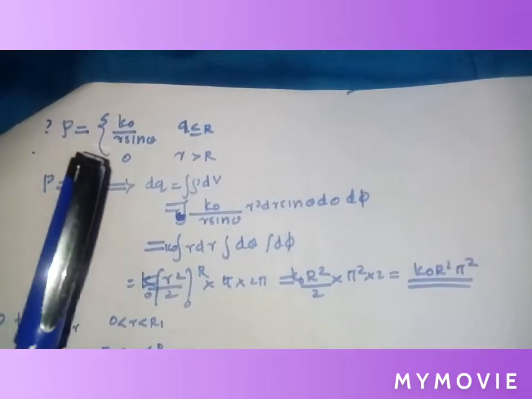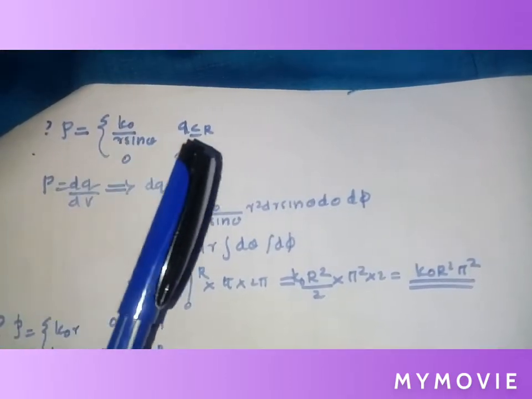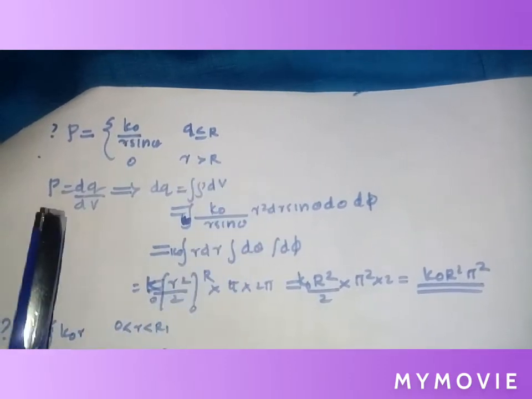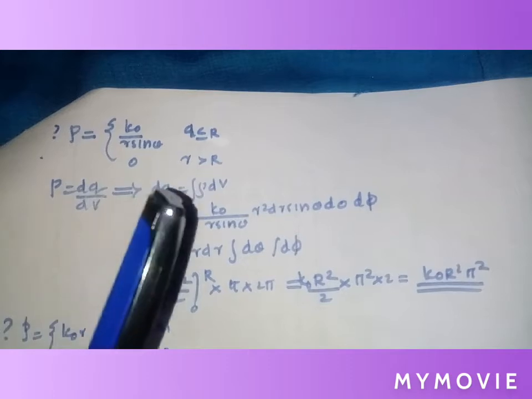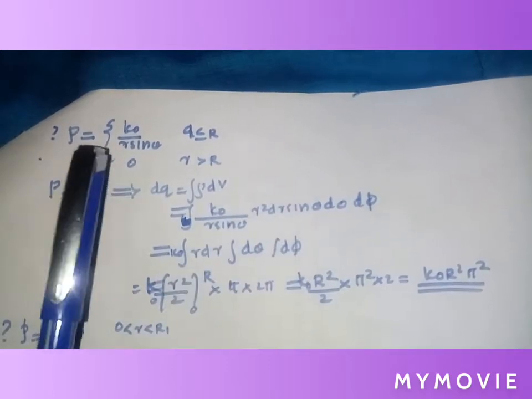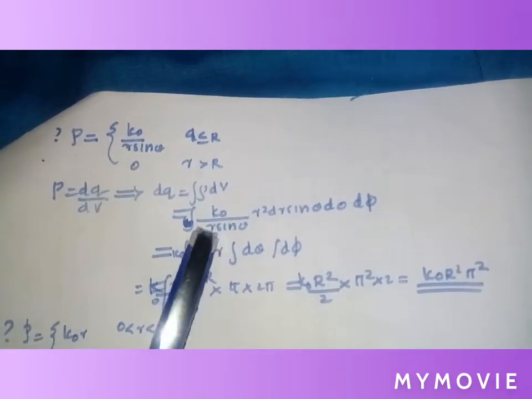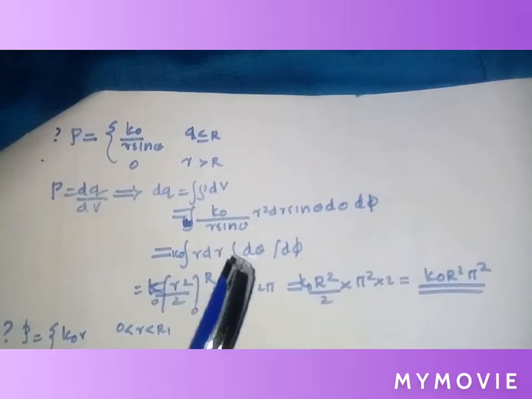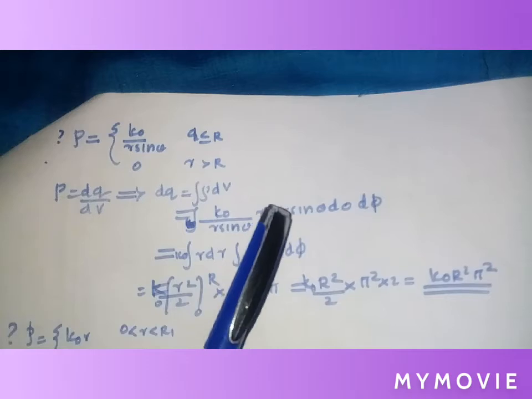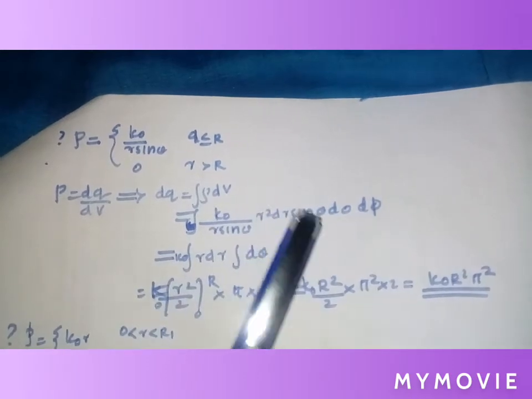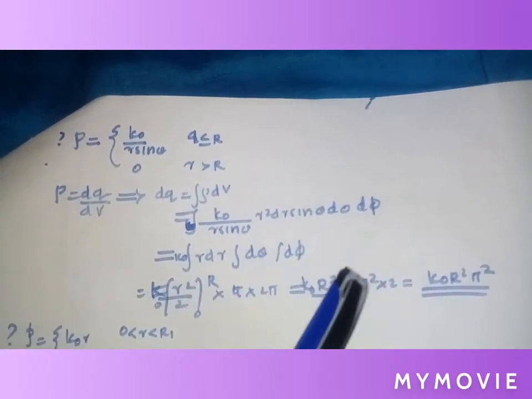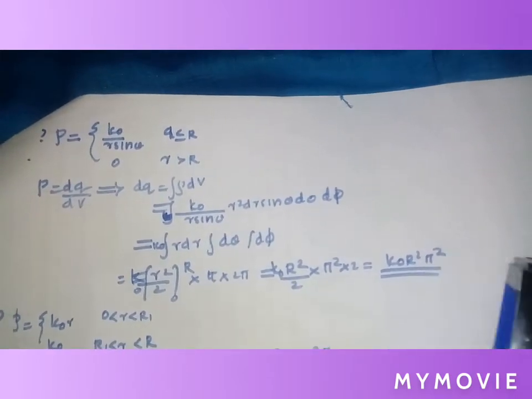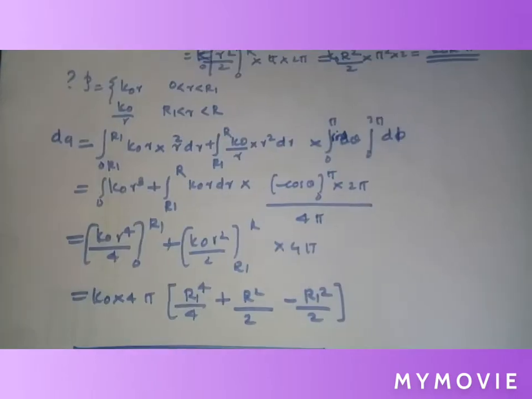Next question, in which rho is equal to k0 by r sin theta for r less than or equal to capital R, 0 for r greater than R. Rho is equal to dq by dv, so dq is equal to integral rho dv. Substituting the rho, that is k0 divided by r sin theta, and dv is r square dr sin theta d theta d phi, and after separating, r square and r cancel, so r dr, integral d theta as sin theta cancels, and integral d phi. After putting limits, we get k naught R square pi square as the answer.